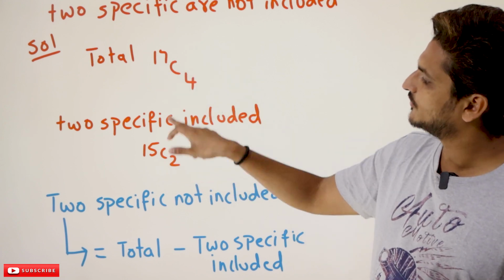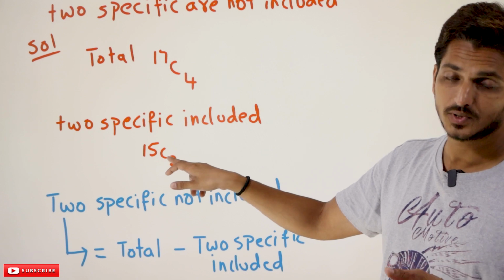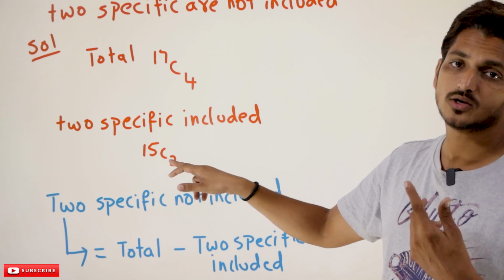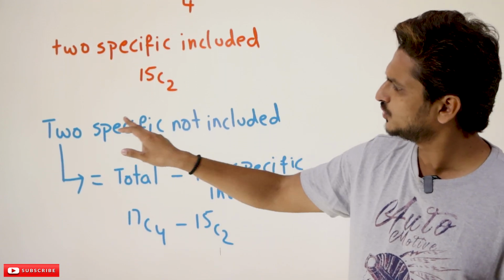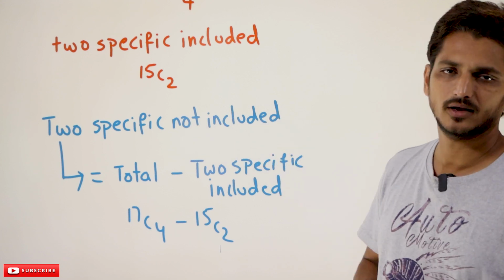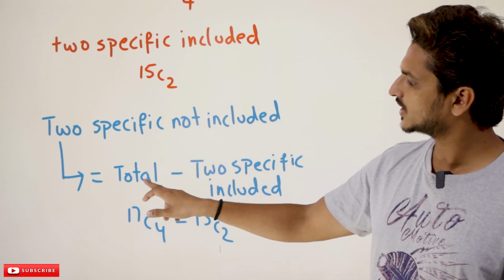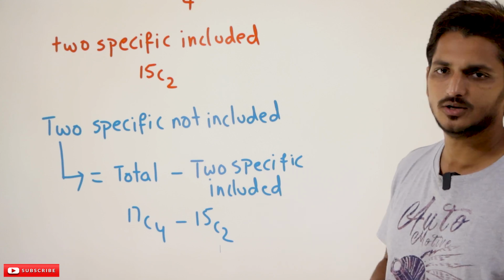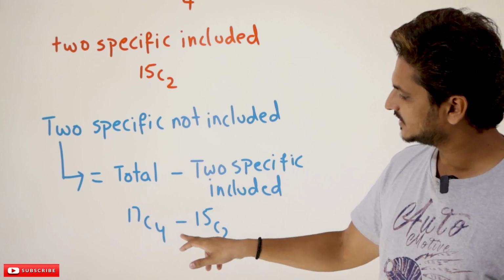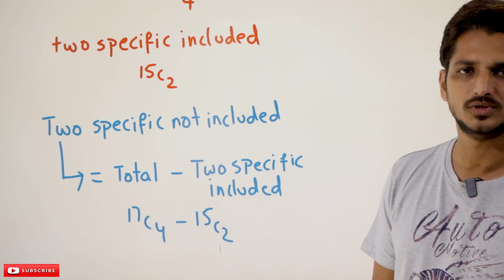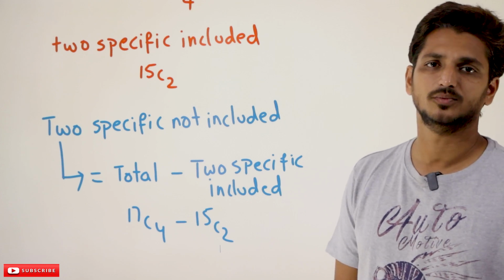From the total, if you subtract the 15C2 where the 2 specific persons are included, you get the 2 specific persons not included. That equals total minus 2 specific included, which is 17C4 minus 15C2. This is what your output is going to be.